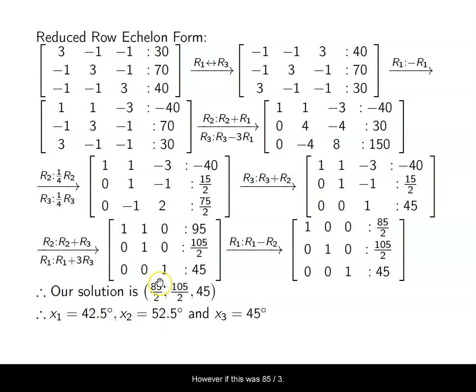However, if this was 85 over 3, you would then have to write some value that is a decimal approximation, because you would have to cut off after 2 decimal places, 3 decimal places, 4 decimal places. You're going to lose some information. Whereas 85 over 3, I know exactly what the value is. Okay? In math, math class especially, we want exact values.